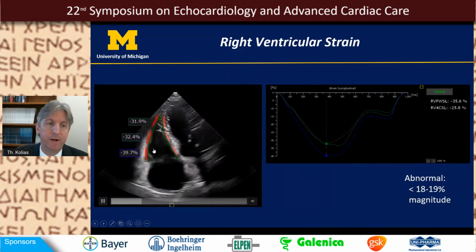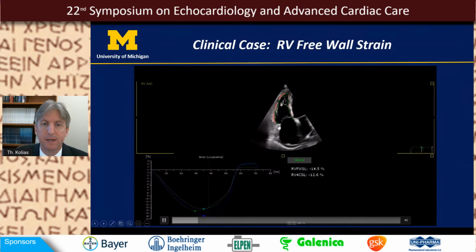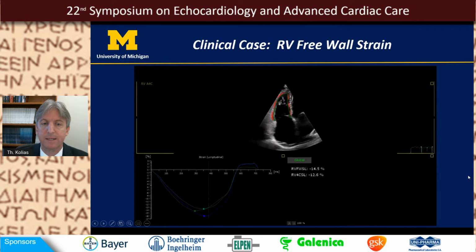Now you can see how vigorously this right ventricle, which is normal, is contracting. In our patient that I presented, it's apparent that when we do the right ventricular strain analysis, the right ventricular strain is significantly decreased. And in this case, the right ventricular strain was negative 14.5%.